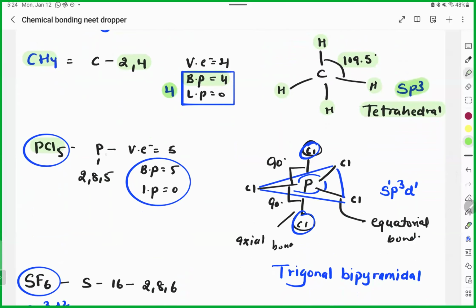PCl5. Phosphorus atomic number 15. First shell 2, second shell 8, third shell 5. So valence electron 5. All are forming bond pairs, no lone pair. Addition of them is 5. So hybridization number 5, 1s, 3p, and 1d. Total 5. Whenever you get 5 hybridization, sp3d, it will always be trigonal bipyramidal. These shapes are fixed. sp linear, sp2 trigonal planar, sp3 tetrahedral, sp3d trigonal bipyramidal. There are only 5 shapes. Don't worry, don't feel how we will remember this.